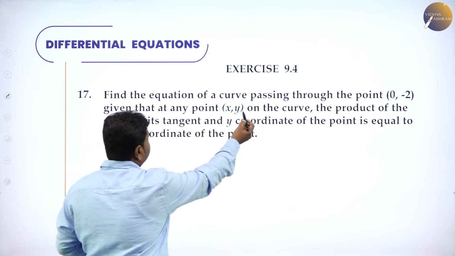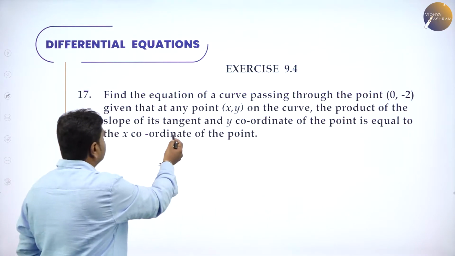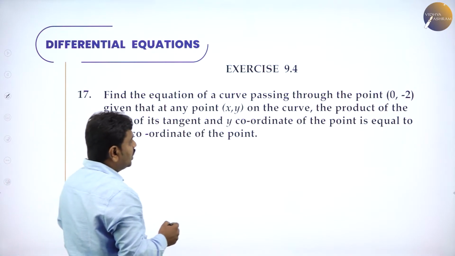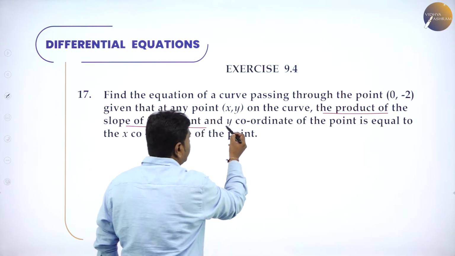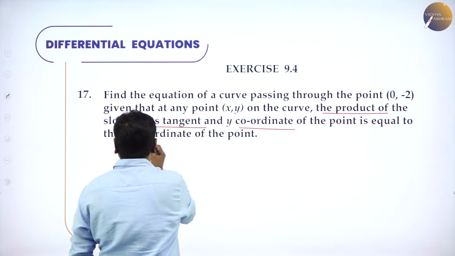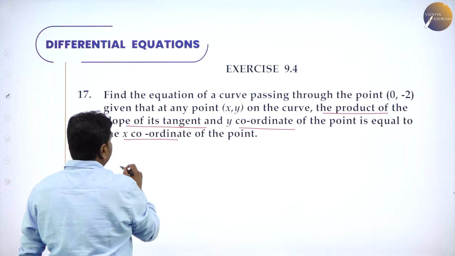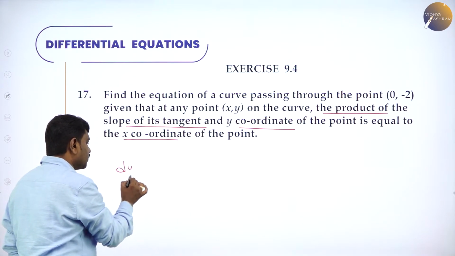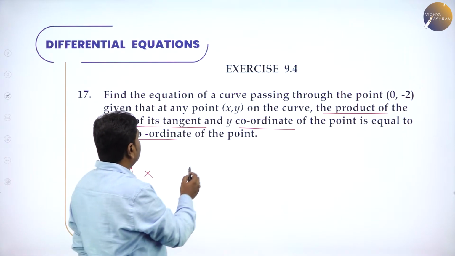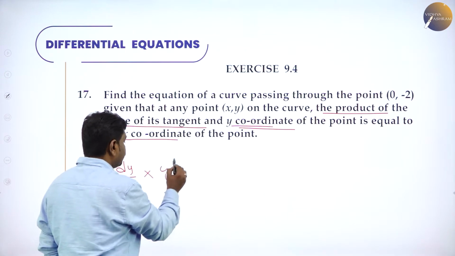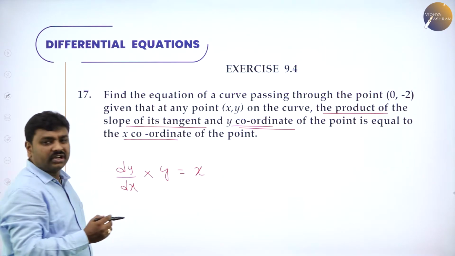Now find the equation of the tangent of a curve passing through the point (0, -2), given that at any point (x, y) on the curve, the product of the slope of its tangent and the y coordinate at the point is equal to the x coordinate. Means they gave the product of slope of tangent. All of you know slope of tangent means dy by dx. Product means what? Into. Product of slope of tangent and y coordinate. Y coordinate means y. To the curve at the point is equal to the x coordinate of the point. X coordinate of the point means x.